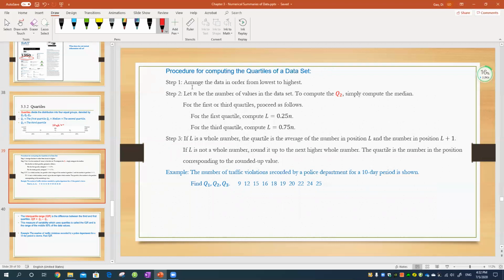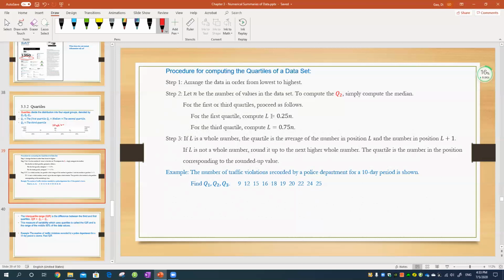Step one, we're going to arrange the data in order from lowest to largest. Then we count how many numbers we have in the data set, and we use n to represent it. For Q2, we know it already, it's the median. So we can first find Q2. And then for Q1 and Q3, in step two, we need to look at the position.